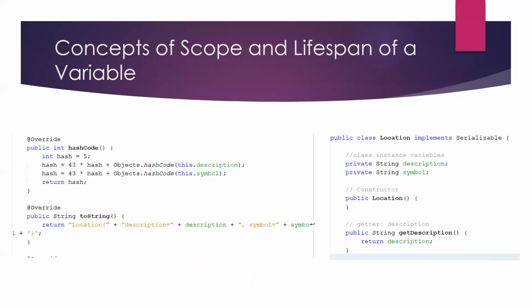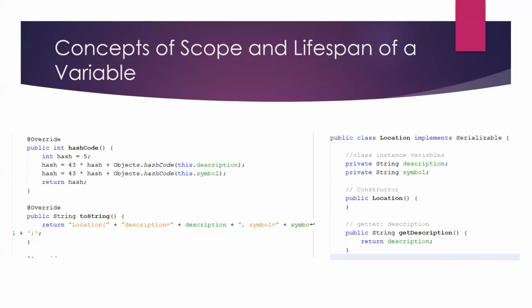Our next topic is the concepts of scope and lifespan of a variable. The variable is defined within the block of that method. As we have here as an example, we have the public int hash code, and then we have the block below that with the code defined there. All that is defined in there shows you what the scope is for that particular method, and it's good for that method unless it is considered private or public.